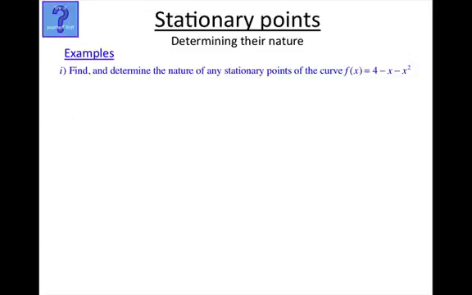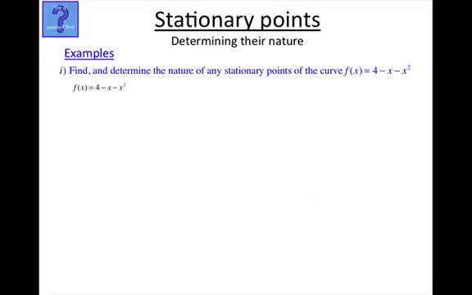Let's do another example and give this a go. Pause me here and try this out yourself. Find and determine the nature of any stationary points of the curve f of x equals 4 minus x squared. Give it a go yourself, find the stationary points, and determine the nature. Let's see how you did.